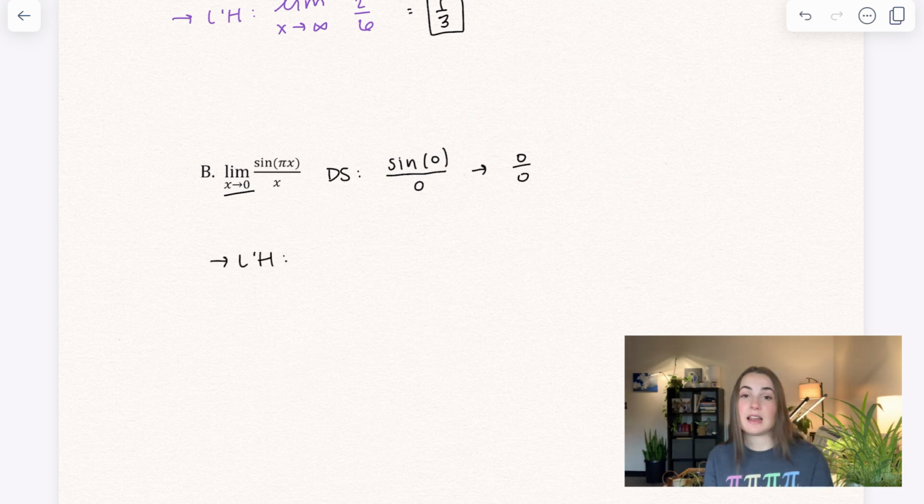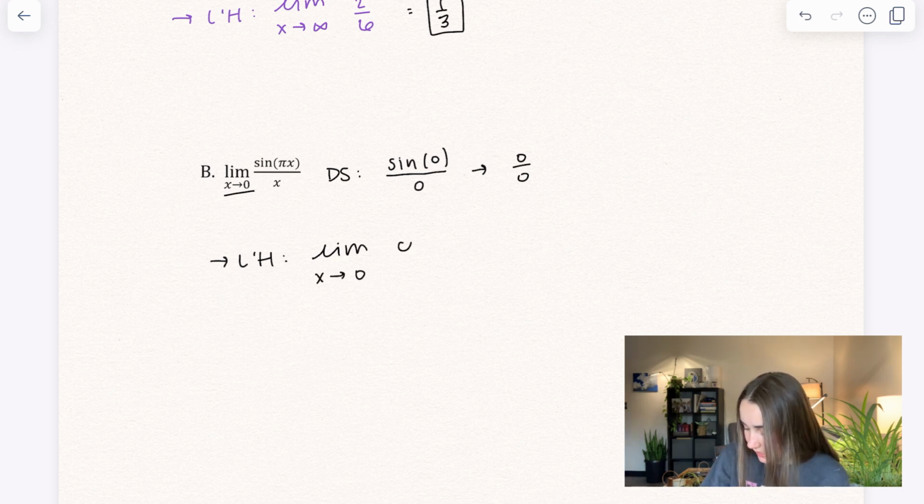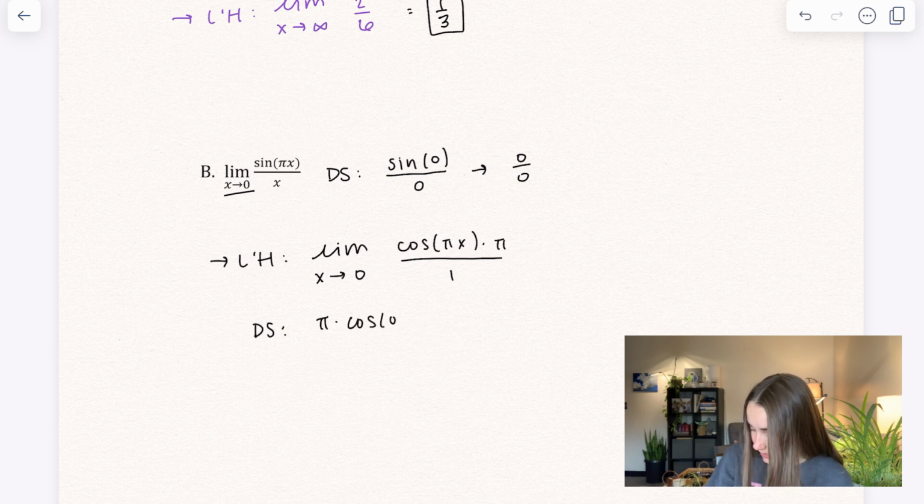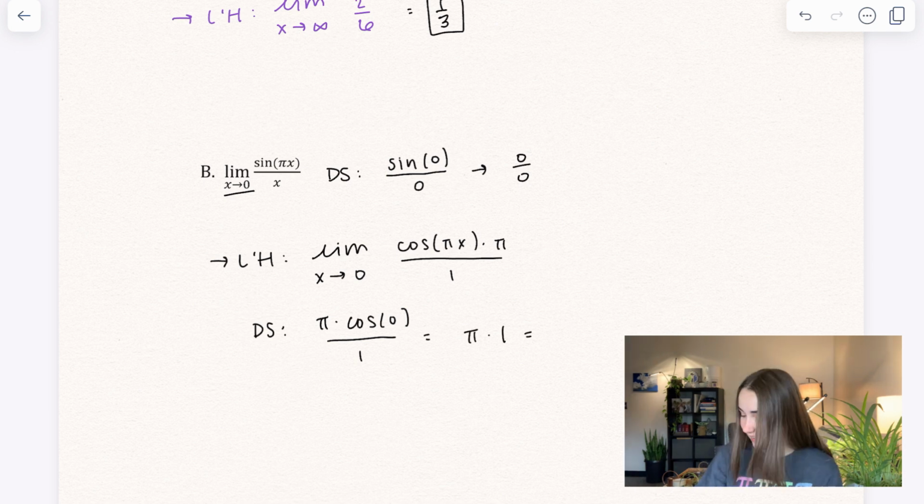I like to indicate that I'm applying L'Hopital's just for my grader. So here the derivative of sine is cosine of pi x, and then we have to multiply by the derivative of the inside, right? I'm doing chain rule. Multiply by pi, and this is divided by 1. So let's try direct substitution once more. So we get pi times cosine of 0 divided by 1. I mean, that doesn't change anything, but we get pi times 1 because cosine of 0 is 1, and this just turns into pi. And there we have our solution.